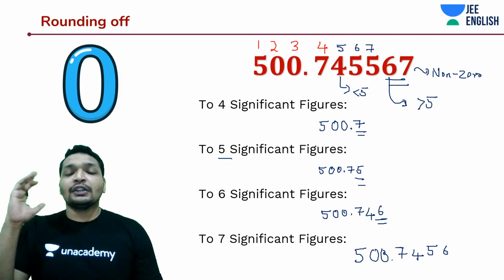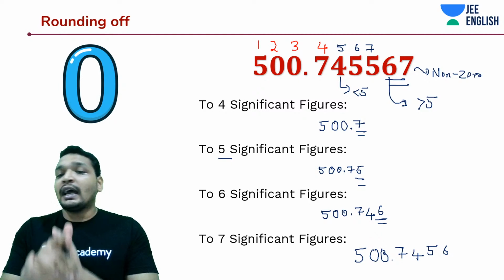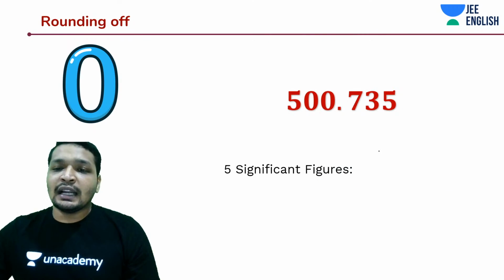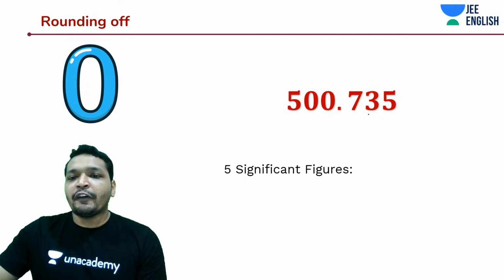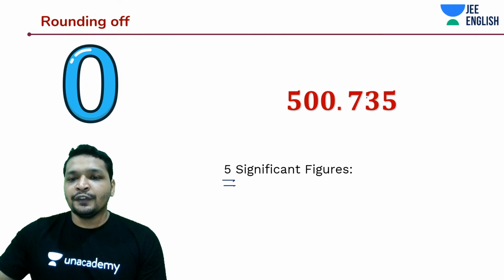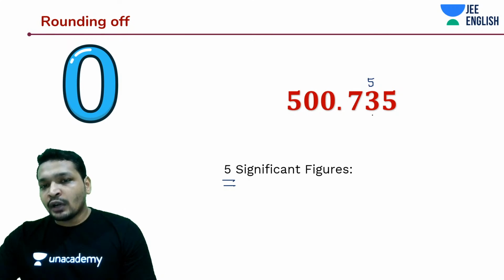And students, make sure you are following these rules of rounding off and significant figures, mathematical operations, while you are doing your error analysis. That's very, very important. So let's analyze the case of 5 and understand how this works. 500 dot. Now we are only going to round off at the fifth significant figure, which is this.